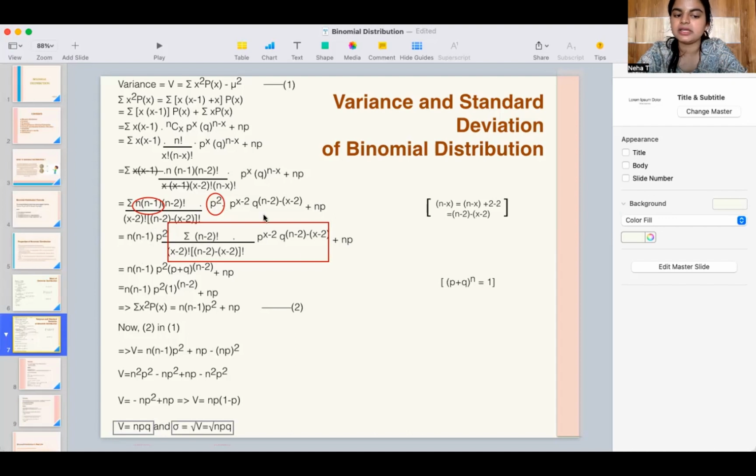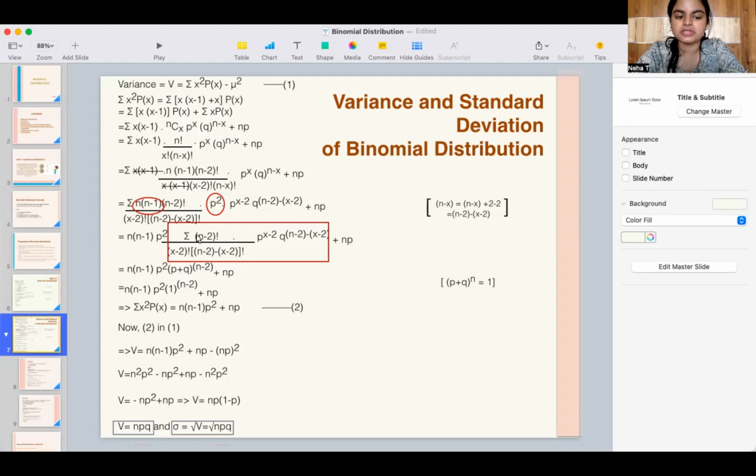So this will be taken as p plus q power n minus 2. Here it is n minus 2, so we'll take it as n minus 2. In the previous one, we took it as n minus 1. So now it becomes n into n minus 1, p square, p plus q power n minus 2, plus np. And p plus q power n is nothing but 1. So 1 power n minus 2, and 1 power anything will be 1. So we will get n into n minus 1, p square, plus this np. We'll take this as equation number 2.